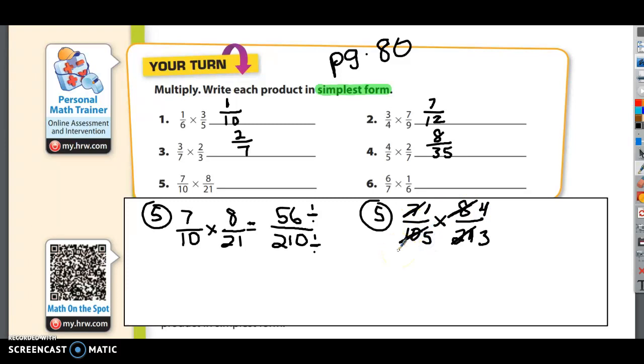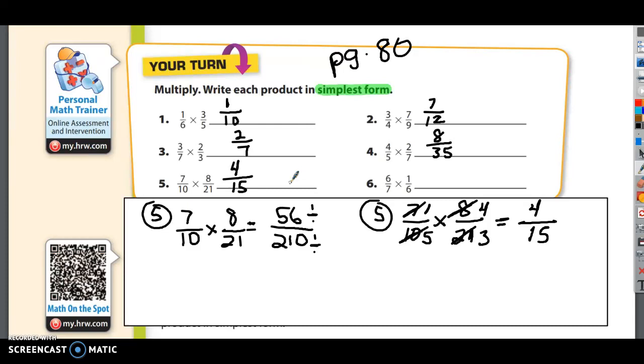Now look at how small these numbers are. Now I have 1 times 4 is 4. And 5 times 3 is 15. Now believe it or not, that's the right answer. This number right here, 56/210, simplifies all the way down to 4/15. So I hope what I just showed you, that diagonally simplifying, especially when the numbers are big, is a very valid way of multiplying fractions, and probably a little easier.